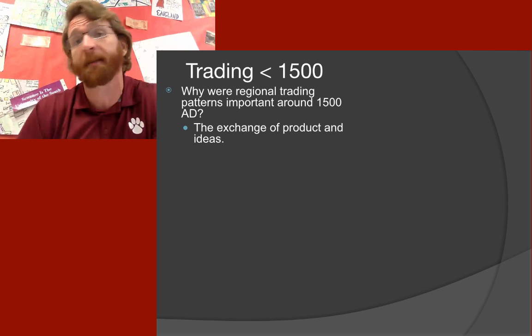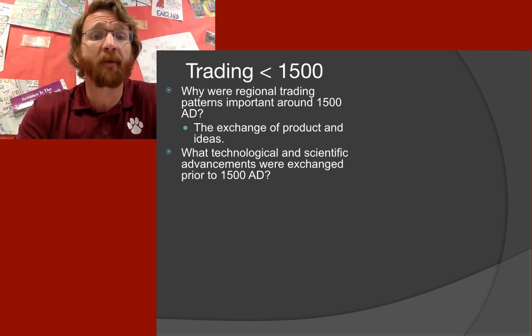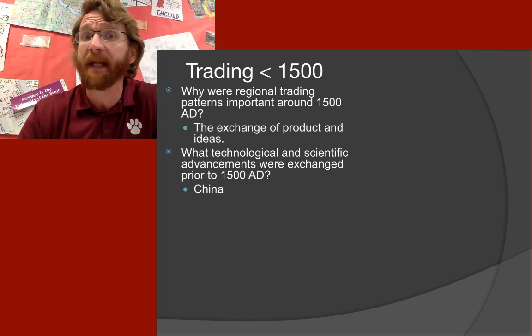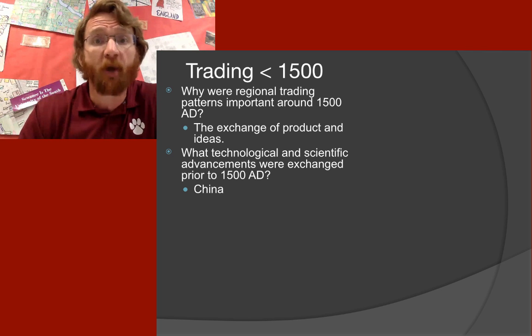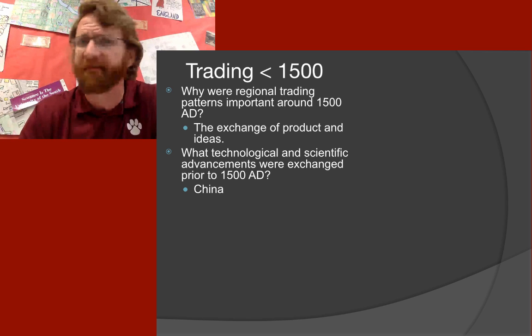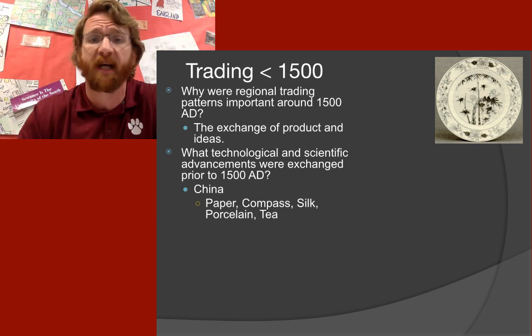So let's talk about some of the specific things that traveled along the different trade routes. What were some things that traveled along? Well, from China, we get a lot of different stuff. The Europeans are who we're kind of focusing on here, and how did they benefit from things? So let's talk about what we got from China.